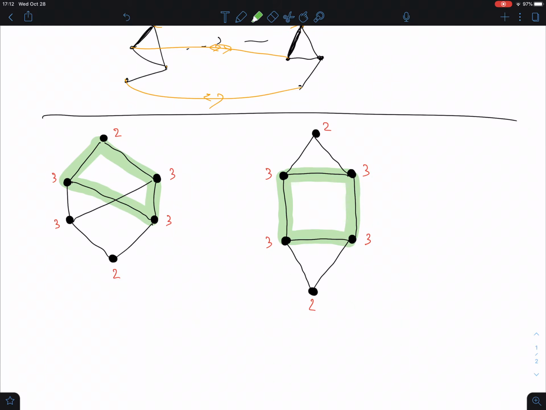And this, is there another circuit of length 4 in this one? Now you could try to search for circuits of length 4 in this graph. And you see there actually is no other one.